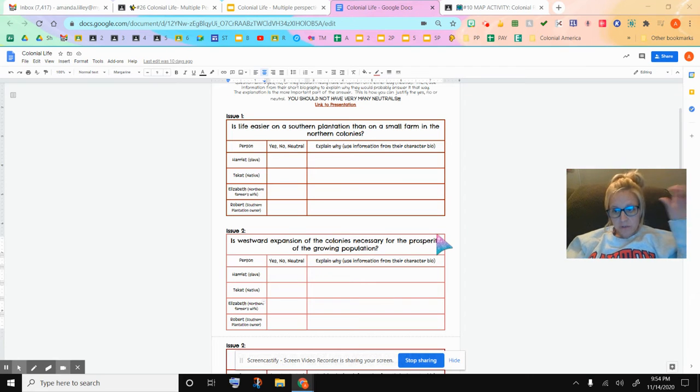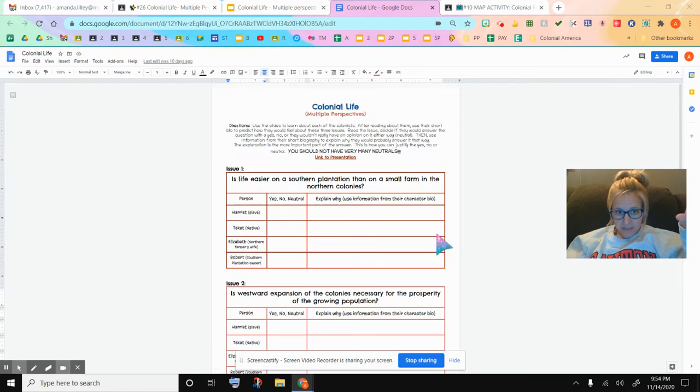Hey guys, so I'm going through and grading tonight, and I'm noticing that a lot of us either didn't finish Colonial Life with Multiple Perspectives, or we stopped after issue one, assuming maybe because we didn't understand what issue two meant. Although now that we've talked about the proclamation line, it should make a little bit more sense.